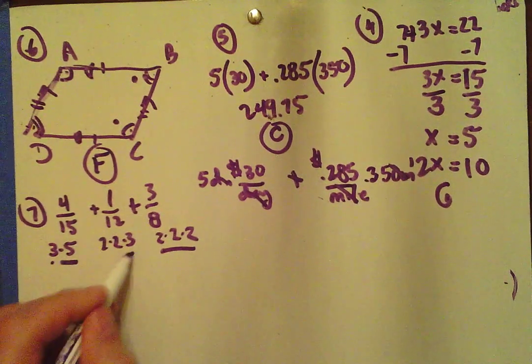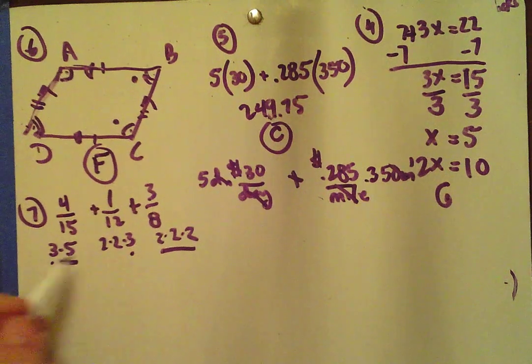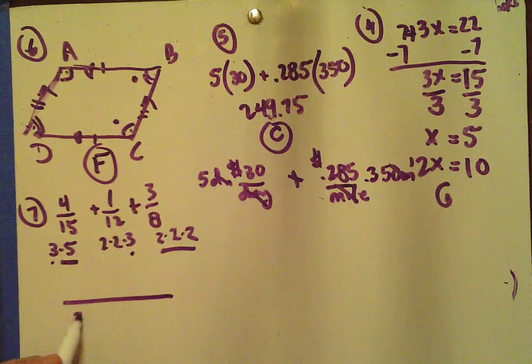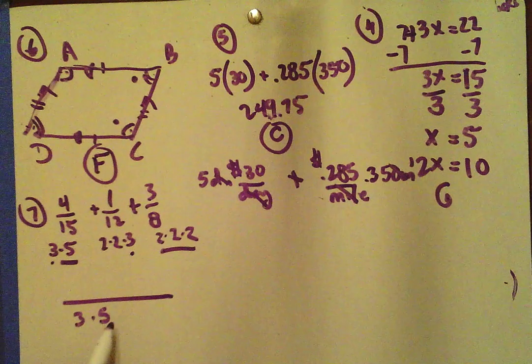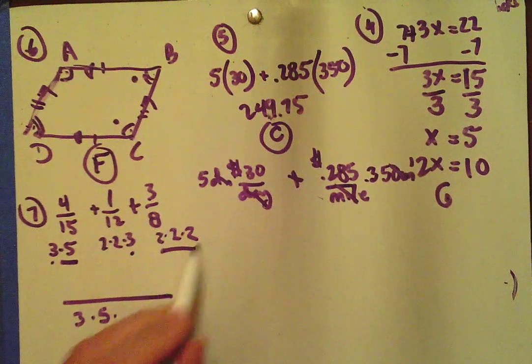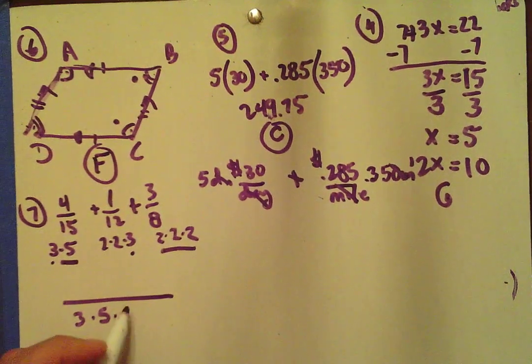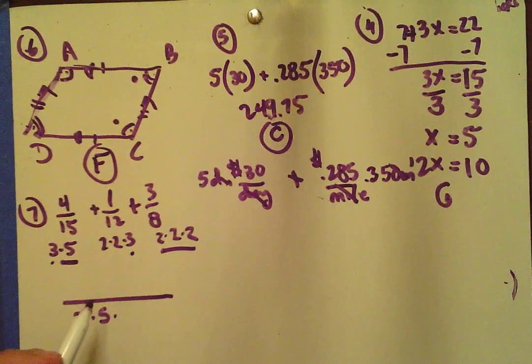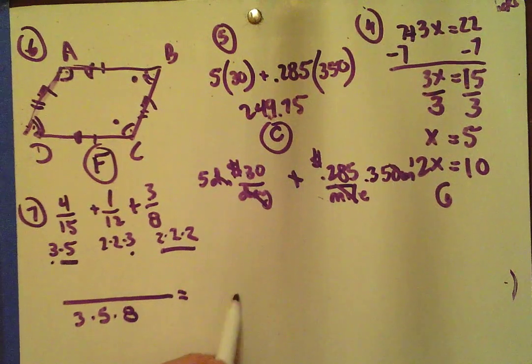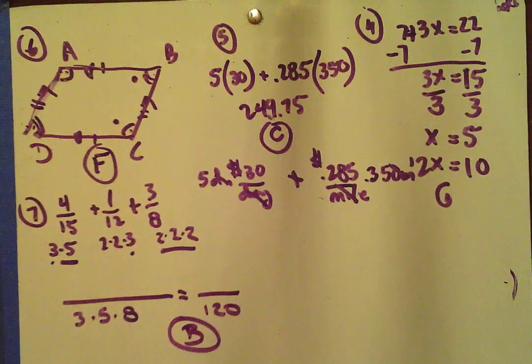And I see these 3's, 1 in each of them, so my common denominator will need a 3, we'll need a 5, and we'll need these 3 2's. 2 times 2 times 2 is not 6, it's 8. 2 times 2 is 4, 4 times 2 is 8. So my common denominator then would be 120, and that's choice B.